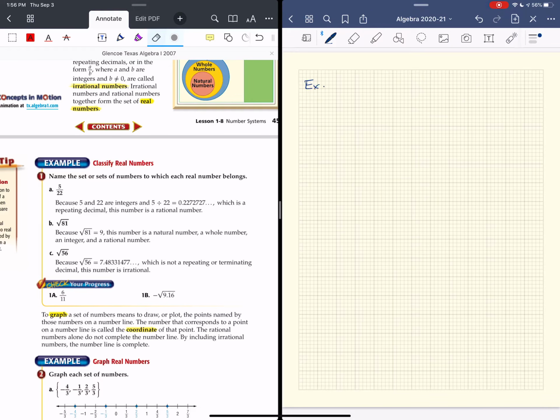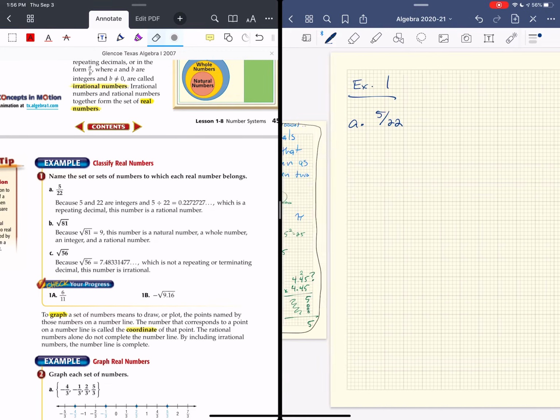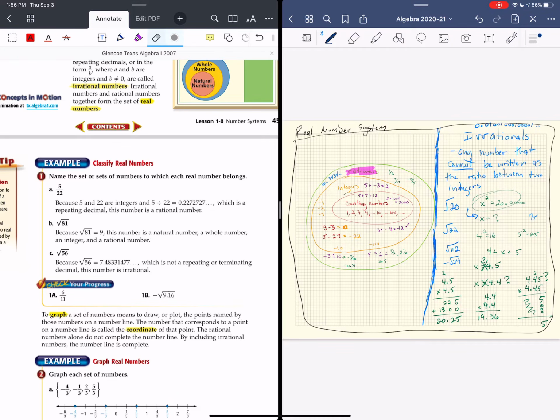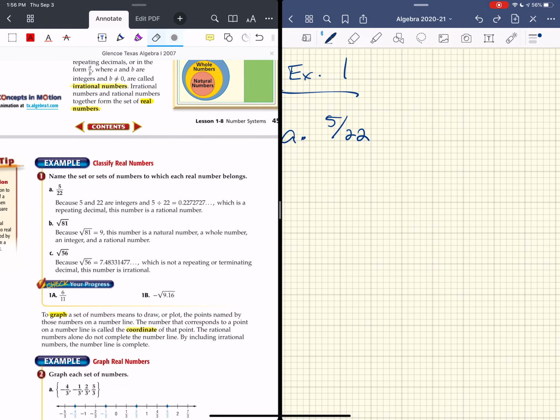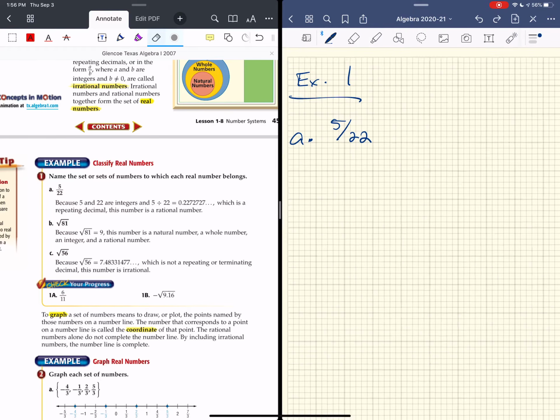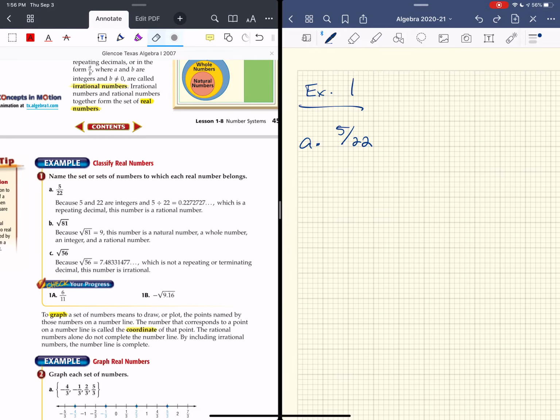So example 1 has us simply classifying these numbers. So something like 5 over 22, we're trying to figure out, which circle does 5 over 22 fit into? And you can probably tell, well, it's not a counting number, right? We don't count in 5/22. And it's not an integer because it's not the opposite of a counting number and it's not 0. But it is the result of division. And so this one we would simply say is rational. Or if we were using our special symbol, we would give it the Q with the double bar.